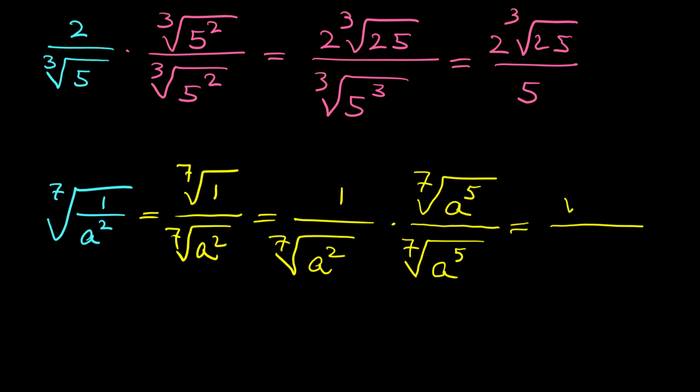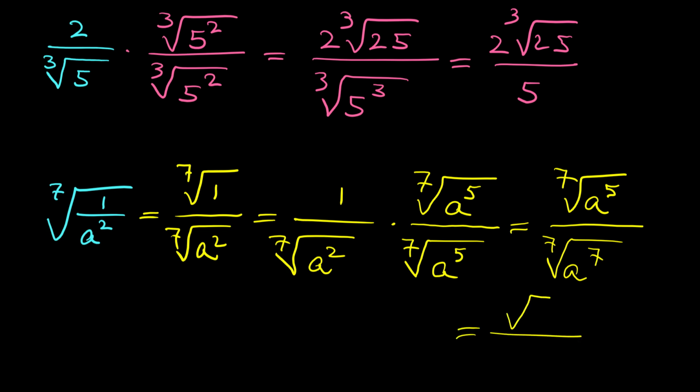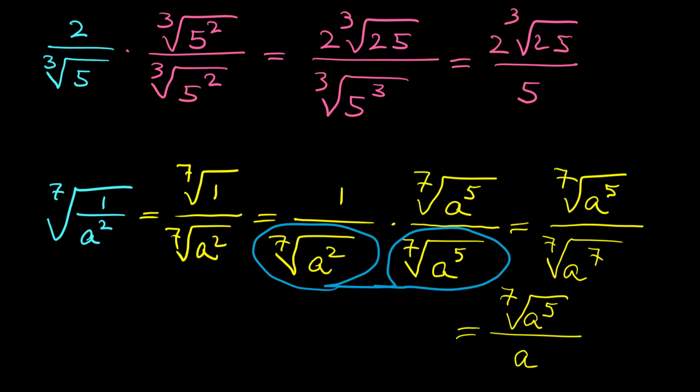The numerator is only this, but for the denominator, when we multiply these two radicals by each other, we have the 7th root of a to the 7. The power and radical cancel, so the final answer is the 7th root of a to the 5 all over a. Attention: when we multiply this radical by this radical, this power adds to this power, then we have a to the 7. The power 7 and the 7th root cancel, and then we have a.